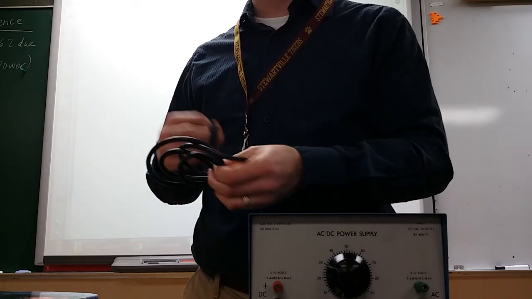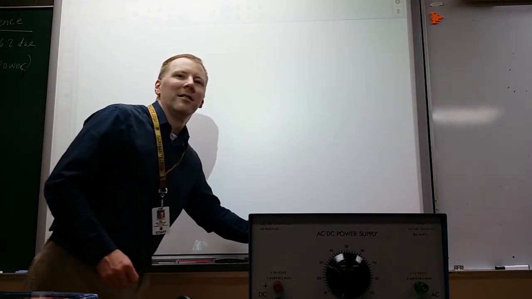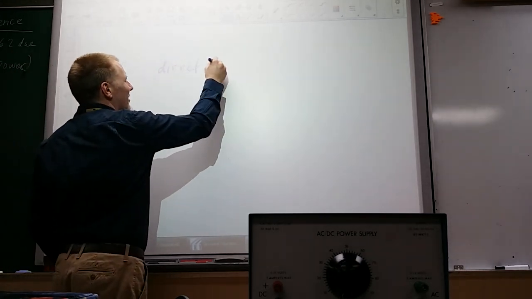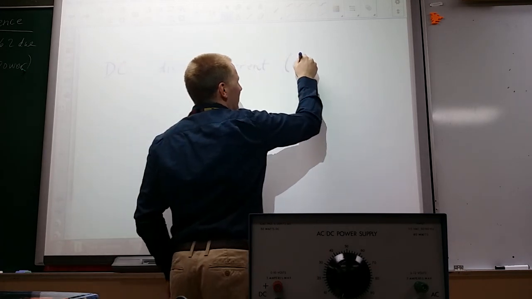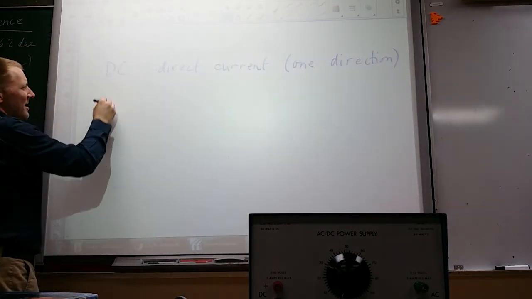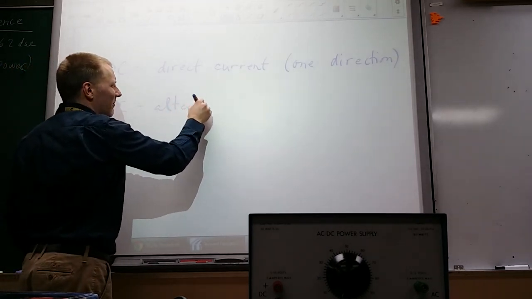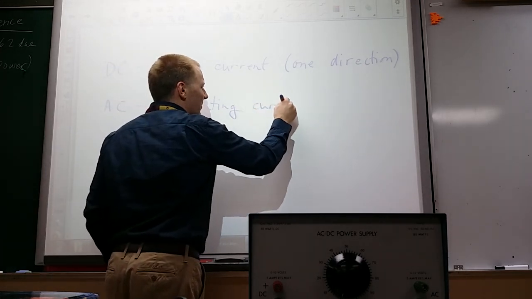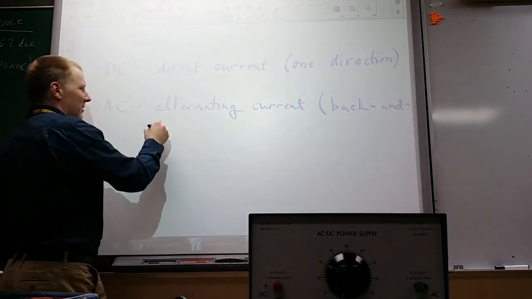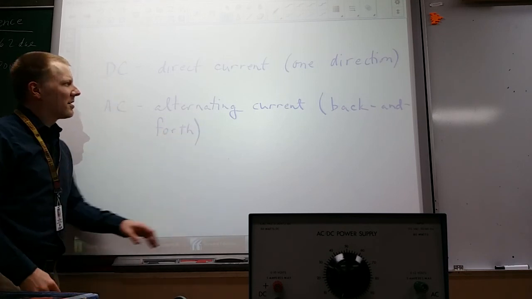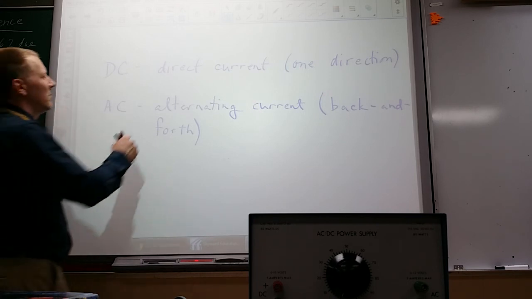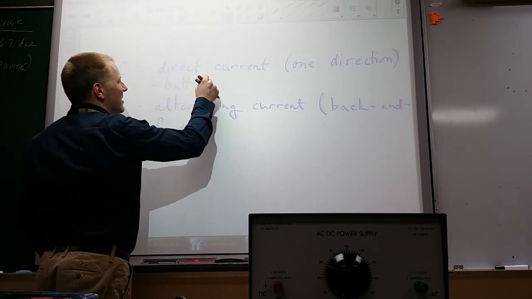Now, some basic terminology to go through. An electric current can be either DC, which is direct current, which means one direction, only one direction, or AC, alternating current, in which the electrons move back and forth repeatedly. Most of our electronics use DC. Batteries are good supplies of DC.